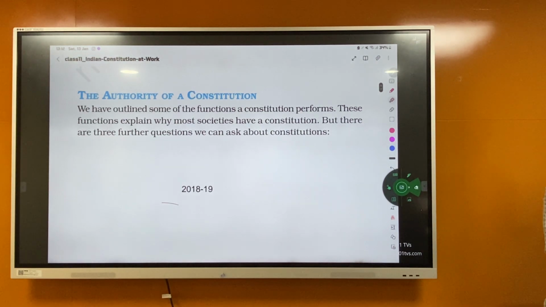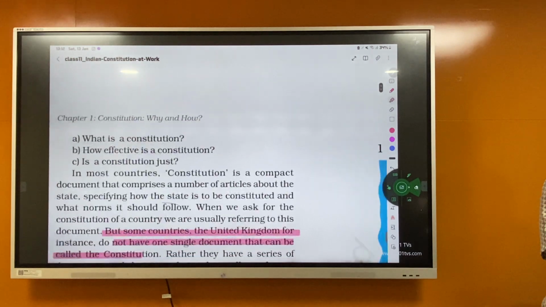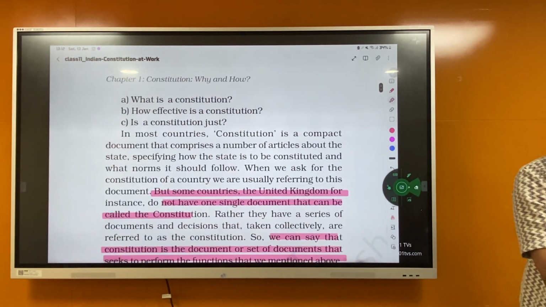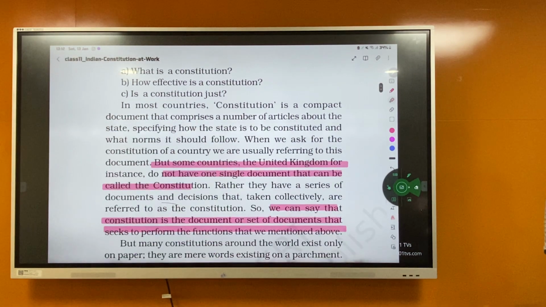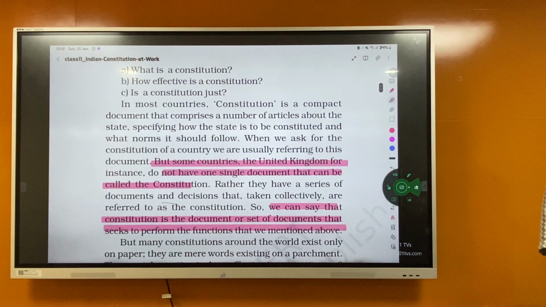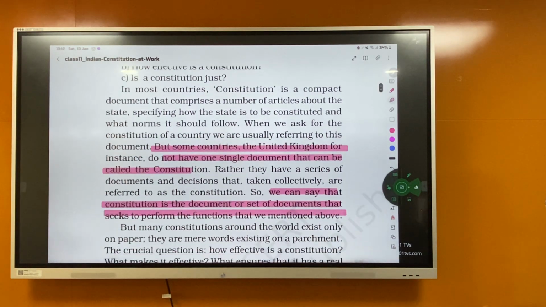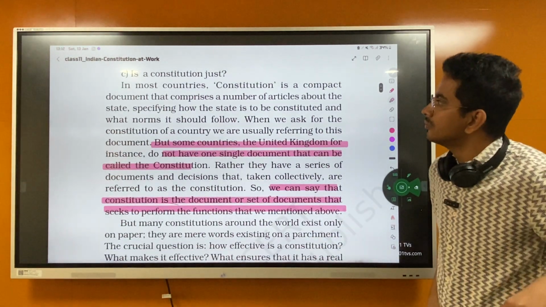Next, you read. The authority of the constitution. We have organized both the functions the constitution performs. These functions explain why most societies have a constitution, but there are three questions we can ask about our constitution. What is a constitution? How effective is a constitution? Is a constitution used? In most countries, the constitution is a compact document that contains a number of articles about the state, specifying how the state is to be constituted and what norms it should follow.